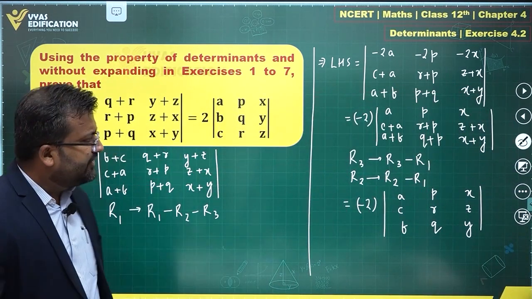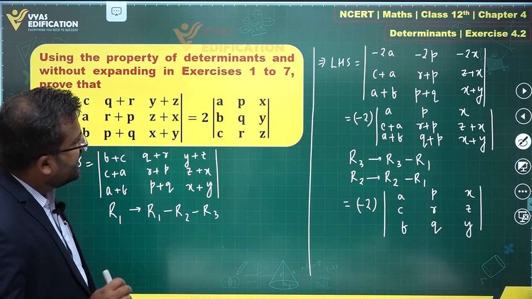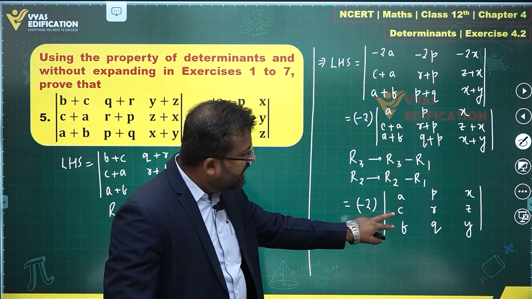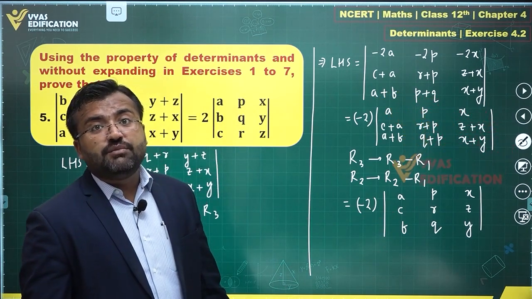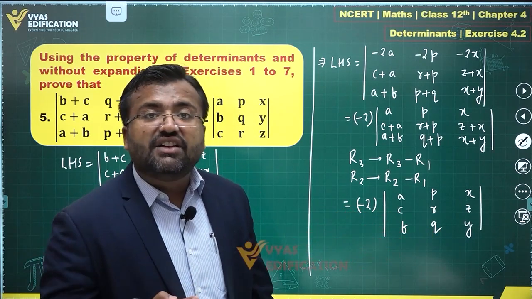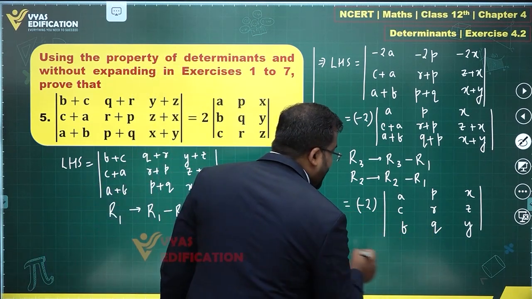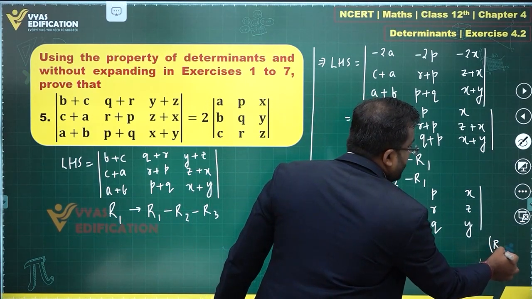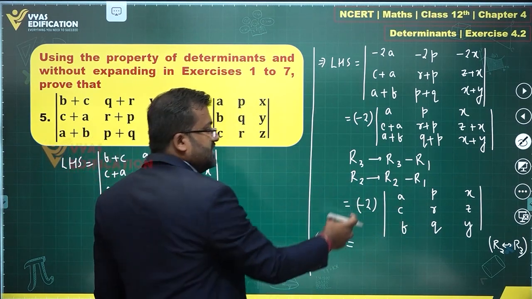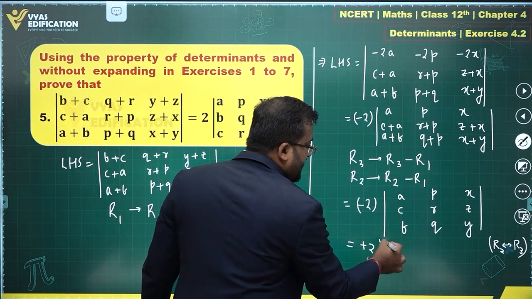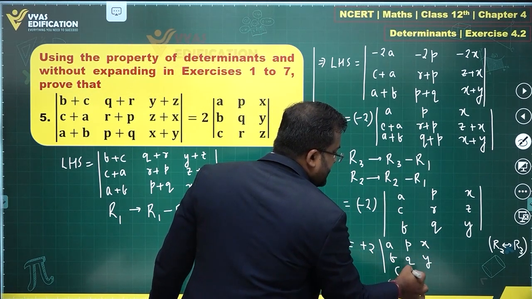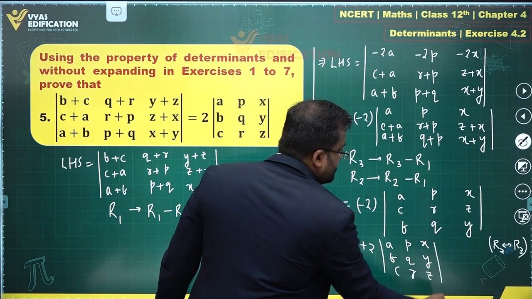And after this, what next? If you observe carefully, there's one small step which remains, that is interchange of two rows, this and this. R2 and R3 can be interchanged, and what impact will that have on the value of the determinant? The value of the determinant becomes negative. So there will be an extra minus introduced by interchanging R2 and R3. This minus will become plus 2 times a, p, x, b, q, y, c, r, z. This is what you have.